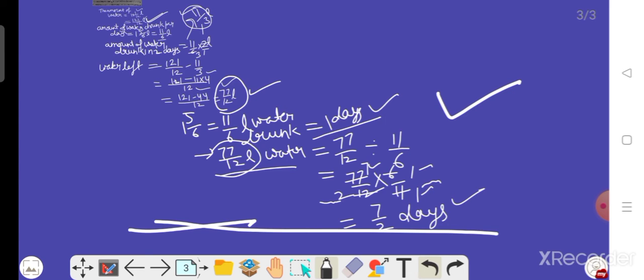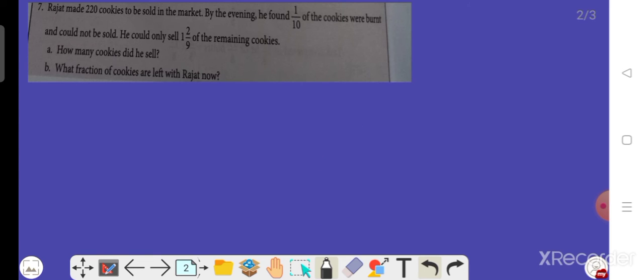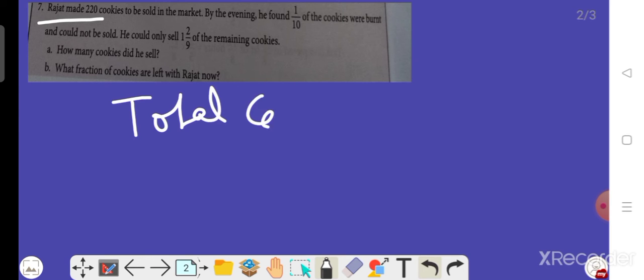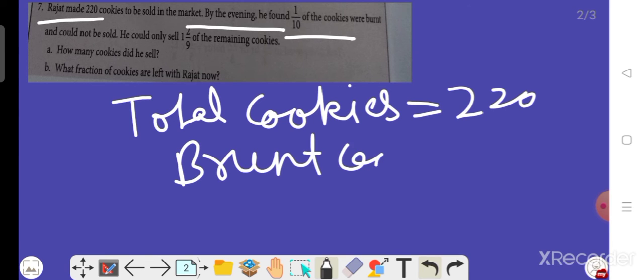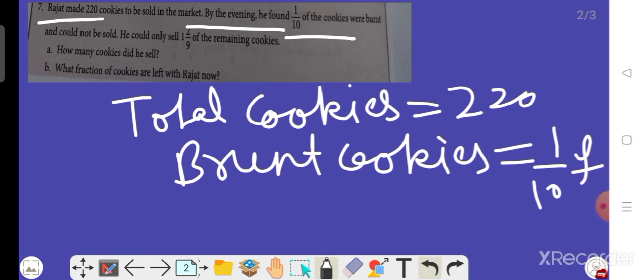Now we will move on to question number 7th. Now look at question number 7th. In question number 7th, we are given that Rajat made 220 cookies. So total cookies are equal to 220. By the evening, he found that 1 by 10 of the cookies were burnt. So burnt cookies are equal to 1 by 10 of 220, beta. Clear? And could not be sold.